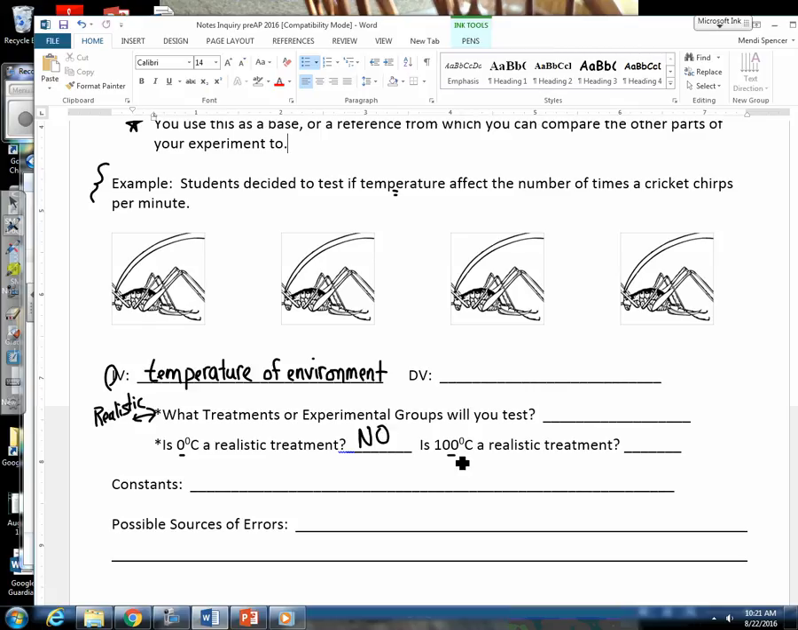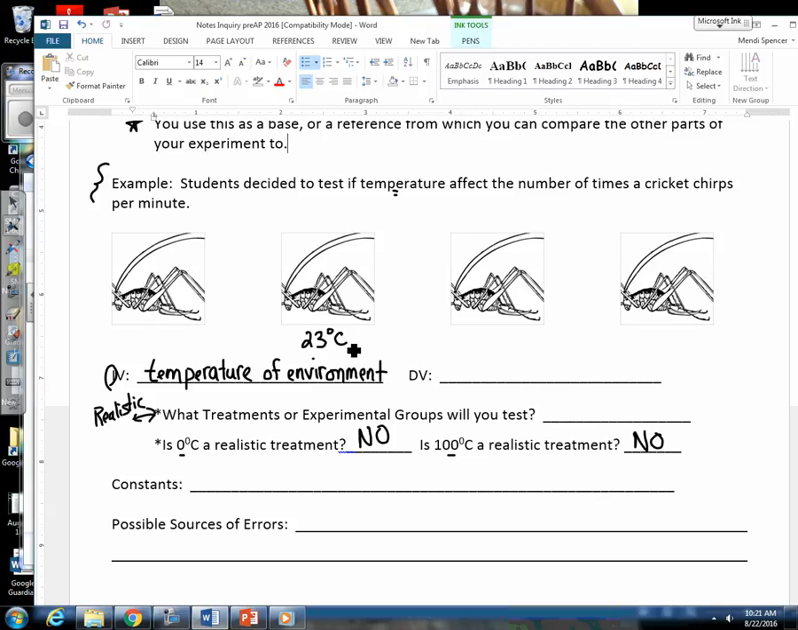We know that 100 degrees Celsius is the boiling point of water. And again, you cannot count number of chirps if you have a dead cricket. So 100 degrees Celsius is not a realistic treatment for this experiment. If you remember, room temperature is about 23 degrees Celsius. So let's set up a cricket in an environment. We could put them in an incubator and set the incubator to establish the temperature at 23 degrees Celsius.